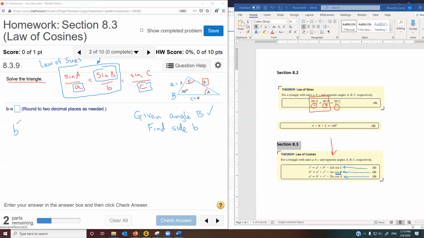So let me write it. Equation 2 says B squared equals A squared plus C squared minus 2AC cosine B. Okay, so let's go ahead and plug in. We know everything on the right side of this equation. Side A is 5, side C is 6, and cosine B here is cosine 30 degrees.